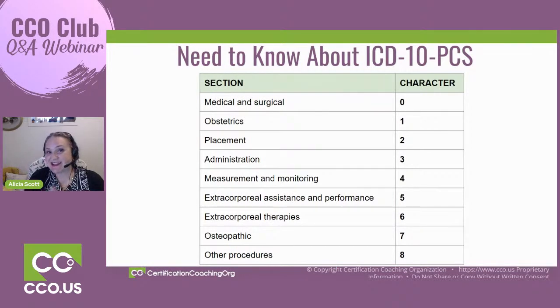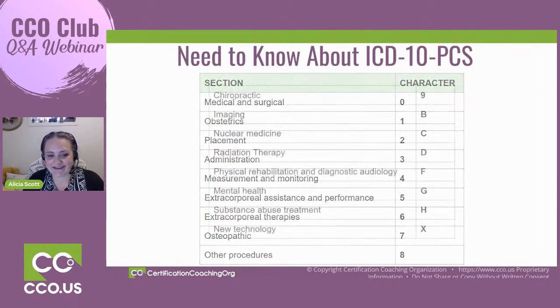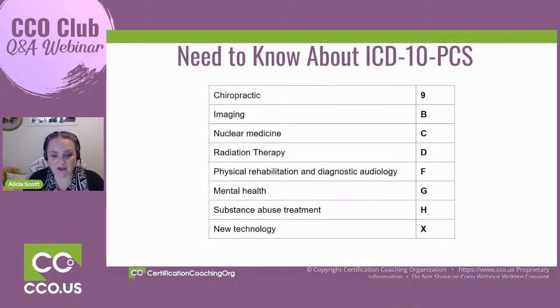Isn't that interesting that I told you an 8 is used in CM like that? And then we still have others to go through. Chiropractic is a 9. Then we moved into characters that are alphabetic. So if we are dealing with imaging, so chest x-ray, CT scans, and so on, that procedure code will start with a section B. Nuclear medicine would be a C. That might be PET scans that are being done.